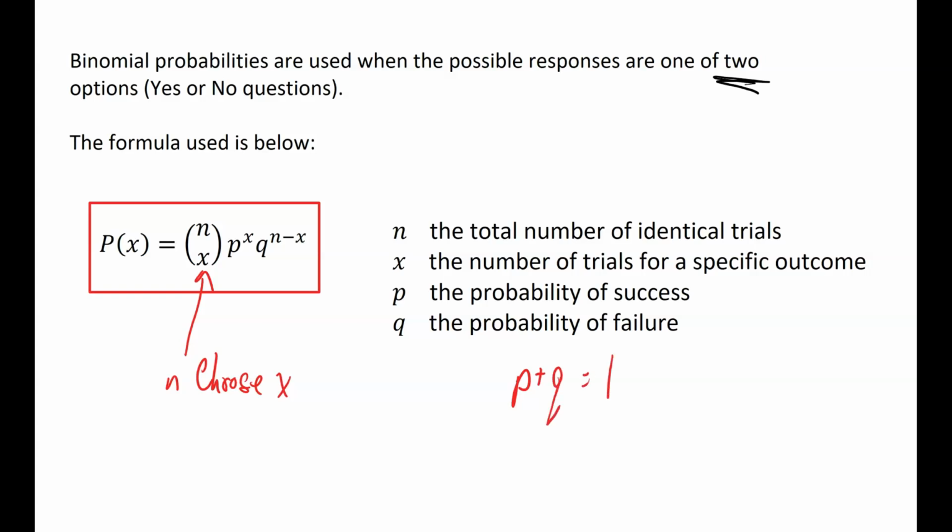So, for example, if the probability of success is, say, 80%, then Q must be 20%, okay? Put those as a decimal, 0.8 plus 0.2 is equal to 1. So you're going to be given P probably, and you just need to figure out Q by knowing that the two of them as a decimal add up to 1.